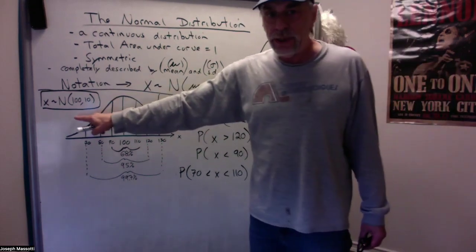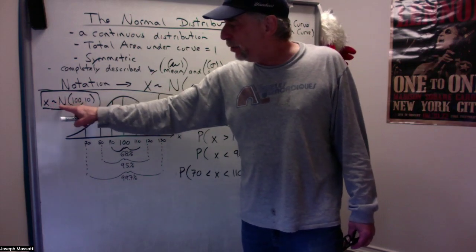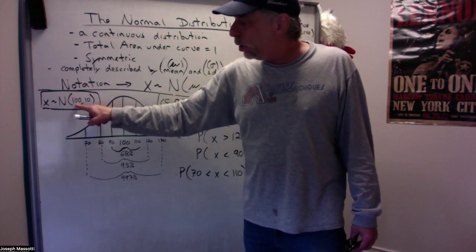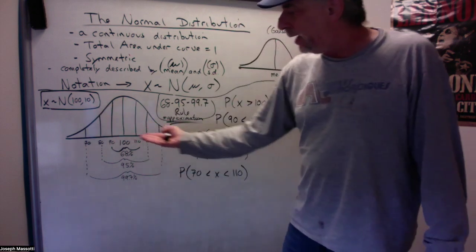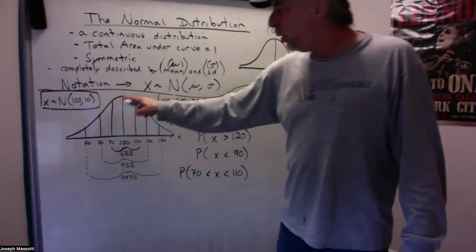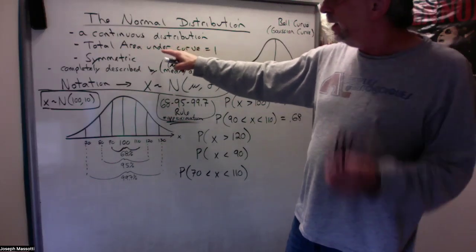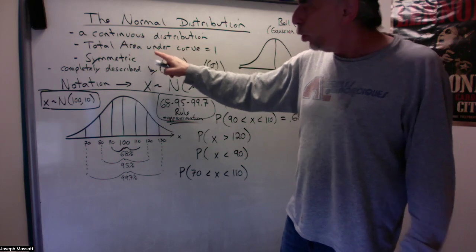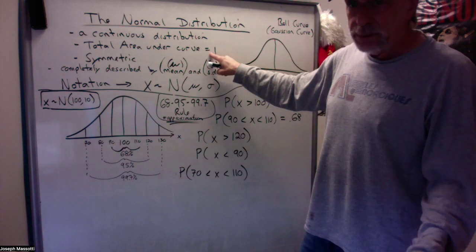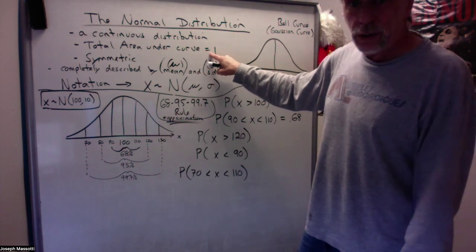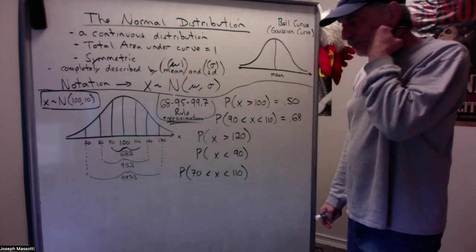So here's an example. We're just going to use a simple example here. We're going to say our x is distributed normally with a mean of 100 and a standard deviation of 10. Okay, we can draw that here with this bell curve. And to go through the properties again, it's a continuous distribution. The total area under the curve is 1, just like every other sample space or distribution density curve that we've talked about. And the mean and the standard deviation describe it.